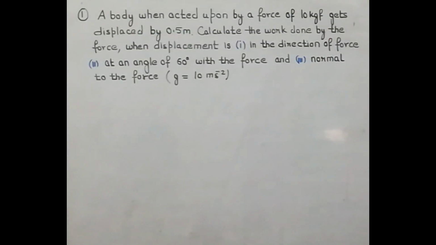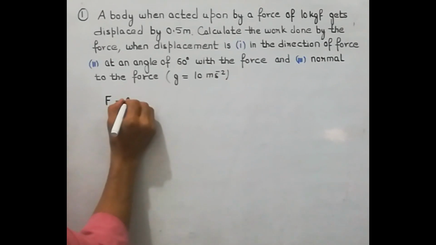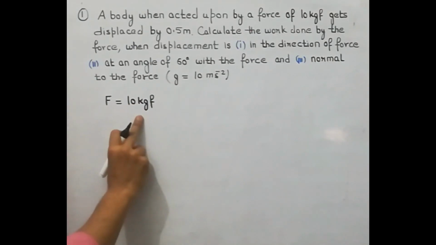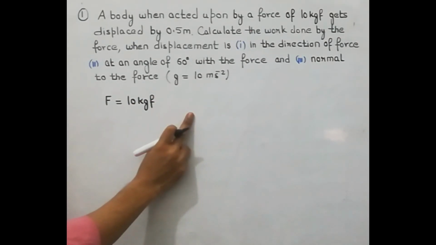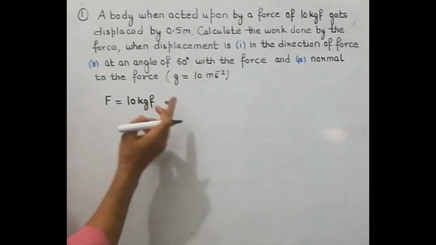Let's see this first numerical. In the first numerical, they are saying a body when acted upon by a force of 10 kgf. First of all, you see in this numerical, force given to us is in gravitational unit. So our first step over here will be, the force that is given to us, we are going to convert it into absolute unit. So how to convert 10 kgf into absolute unit?